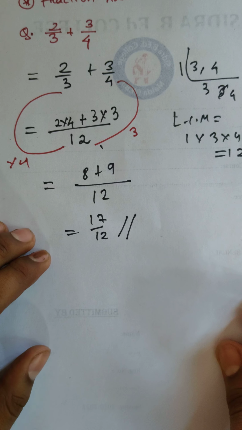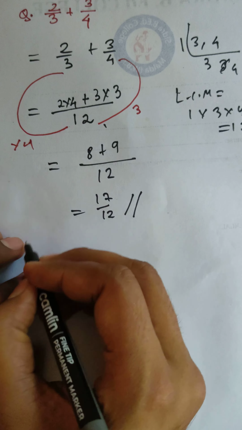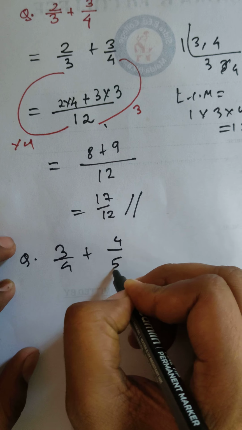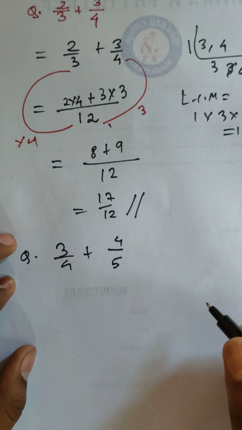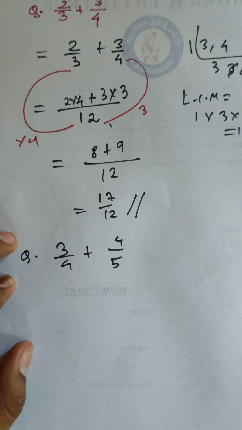It is so simple. I hope you all understood it. You all can try one sum. Try this sum: 3 by 4 plus 4 by 5. What will be the answer? Please comment it. Thank you.